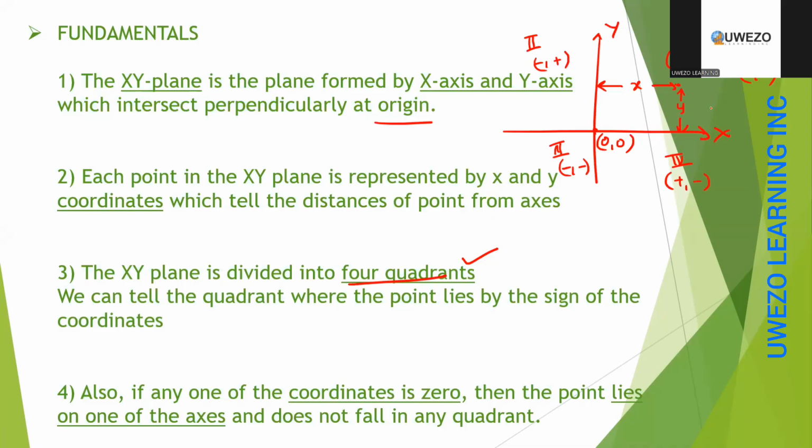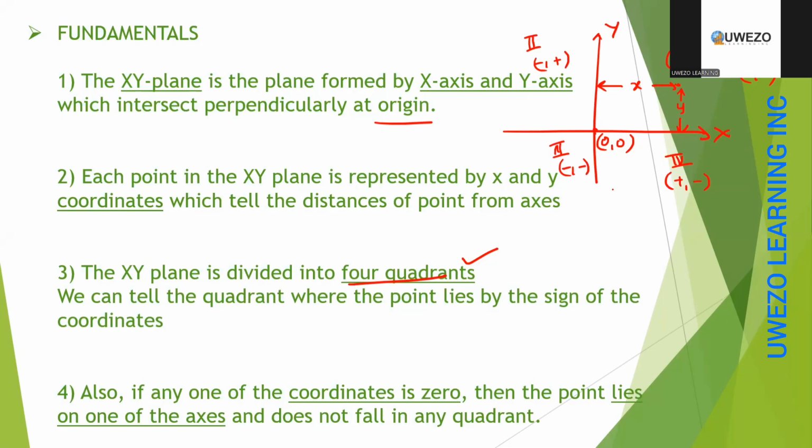All the points above the x-axis will have y positive, and all the points below the x-axis will have y negative. Similarly, on the right side, the x-coordinate would be positive, and on the left side, in the second and third quadrants, the x-coordinate would be negative. Also, if any one of the coordinates is 0, that indicates that the point is on either the x-axis or the y-axis.